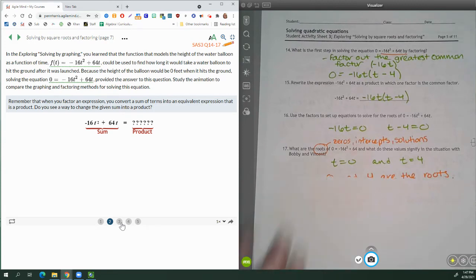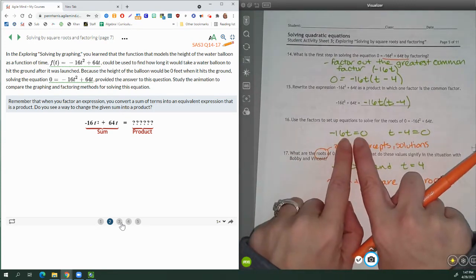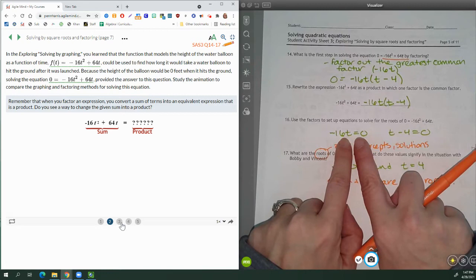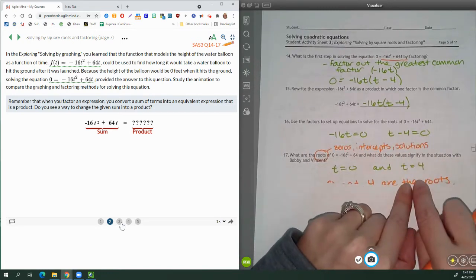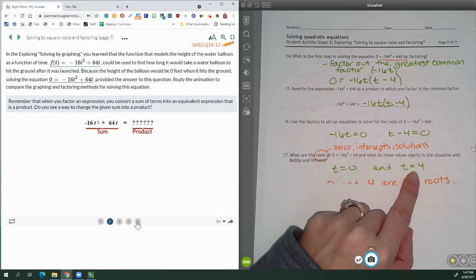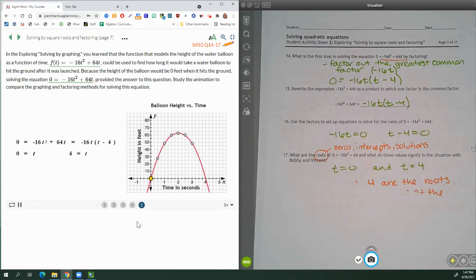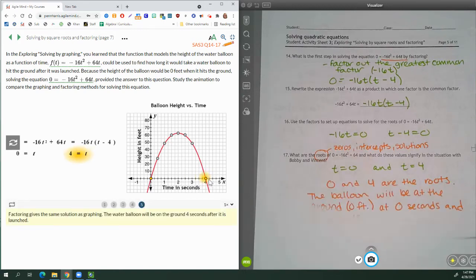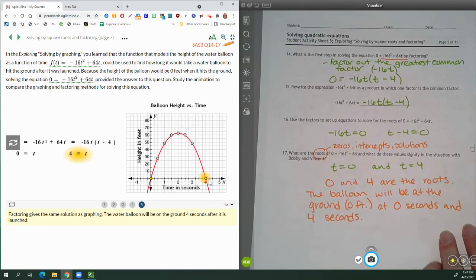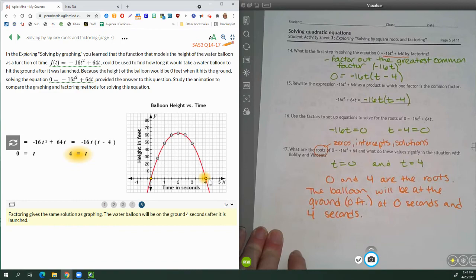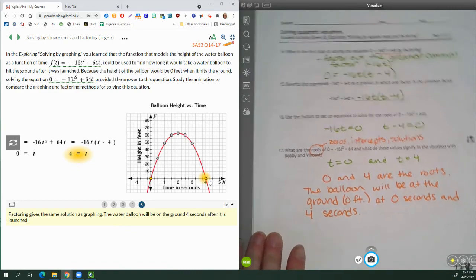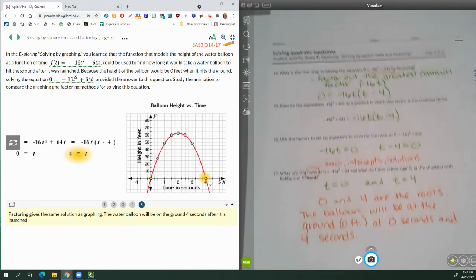Okay, how did I get that? Okay, you can solve each one of these. Divide both sides by -16, and I got that t equals 0. Here, add 4 to both sides, and we get that t equals +4. Okay, and again, this matches that balloon height and time problem that we saw. Okay, what does it mean? 0 and 4 are the roots. The balloon will be at the ground, 0 feet high, at both 0 seconds and 4 seconds, at takeoff and landing.